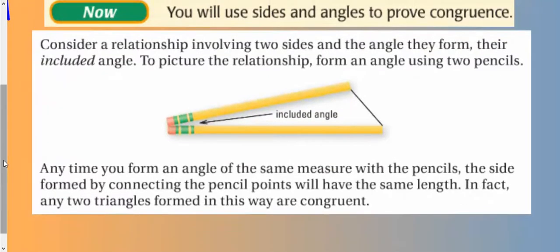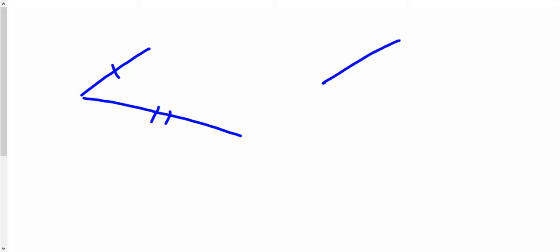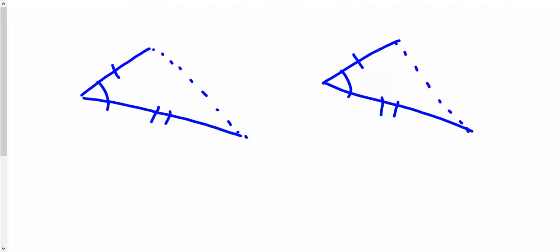So basically, we have what's called the included angle. We're going to fix two side lengths, and we're going to have an included angle. If I have two fixed side lengths, and the angle between those two fixed side lengths is the same, then the two triangles have to be the same. So in class, I'm going to fix this side length and this side length, and then fix that included angle. As long as these three objects are the same, this value right here has to be the same, and it can only create one triangle.